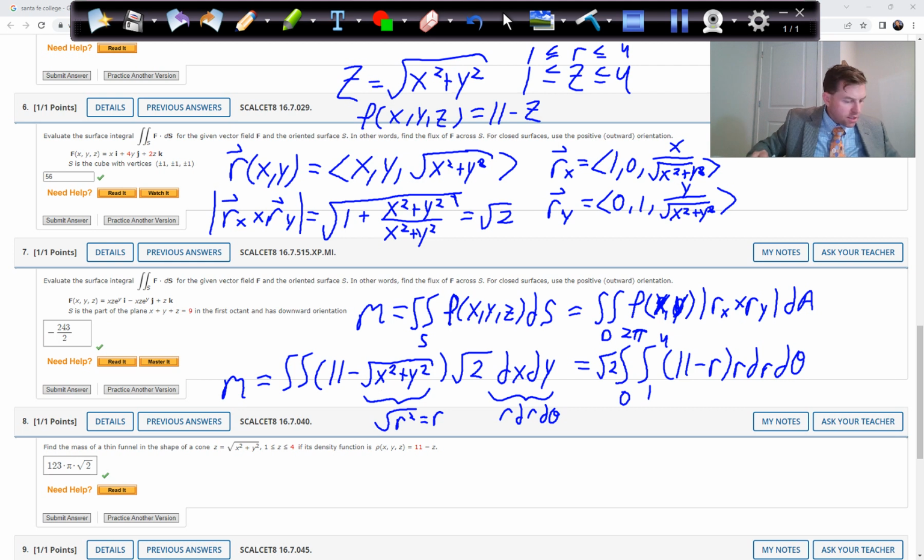And this is a pretty simple antiderivative to do, so I trust you can get this. You're going to get this equal to 123 pi, and then that square root of 2 will carry along for the ride. So that will be problem 8.